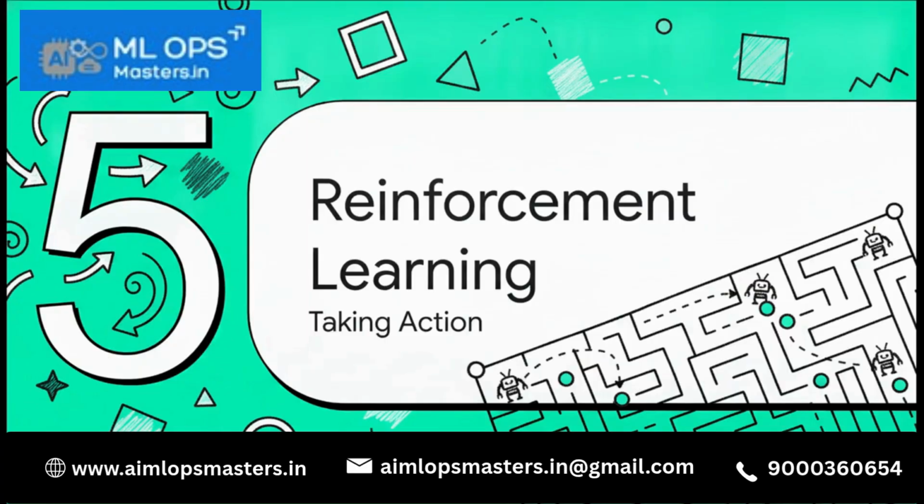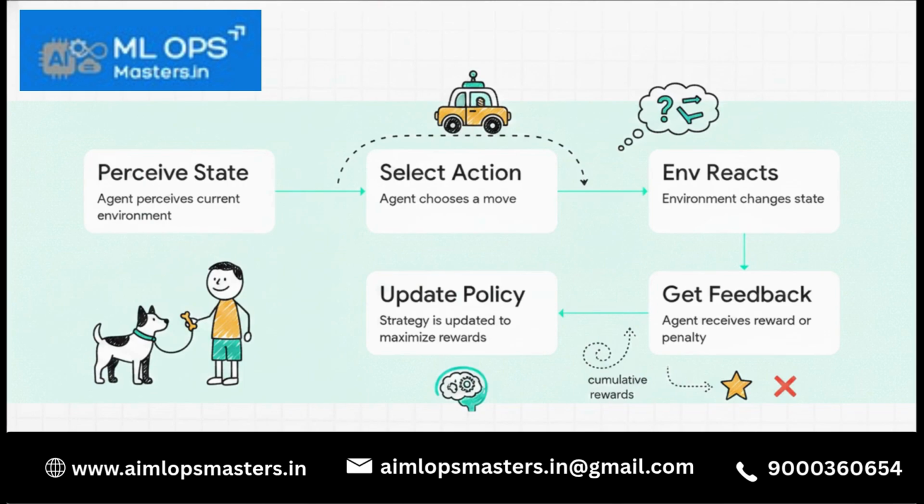Let's shift gears to section 5, reinforcement learning, taking action. This is where algorithms learn by actually interacting with dynamic environments. Think about how AI learned to master chess or navigate autonomous vehicles. It's this continuous loop. The agent perceives its current state, it takes an action, and the environment spits back either a reward or a penalty. Through sheer brute force trial and error, the agent continuously updates its policy to maximize its long-term score.